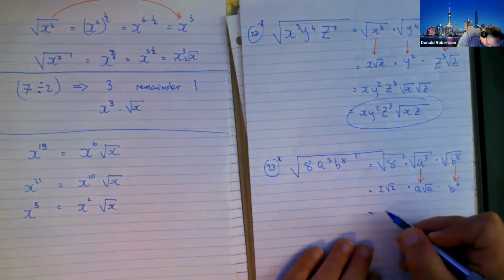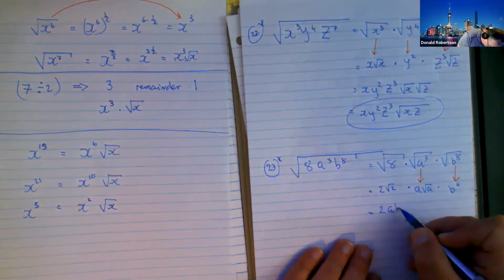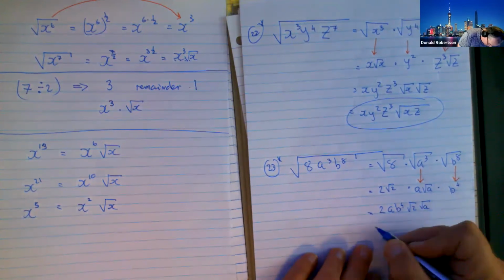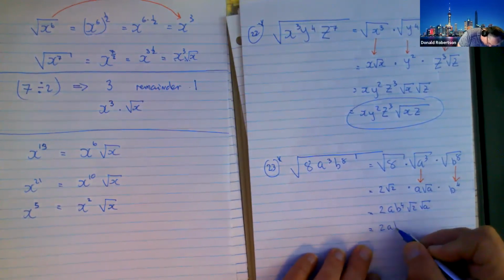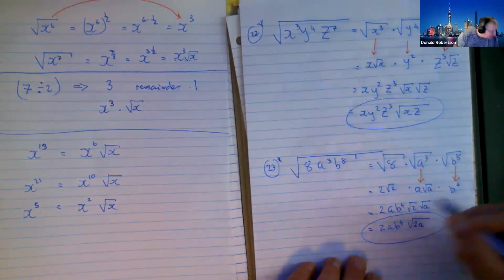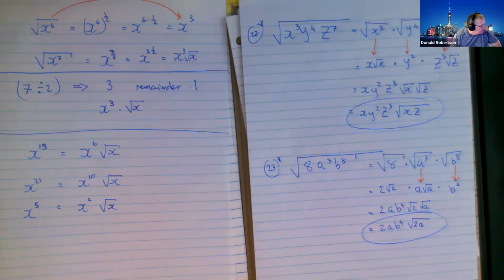You then tidy everybody up by putting a 2, an a, and a b to the 4, a square root of 2, and a square root of a, and the square roots get put together like that, and there is our answer.